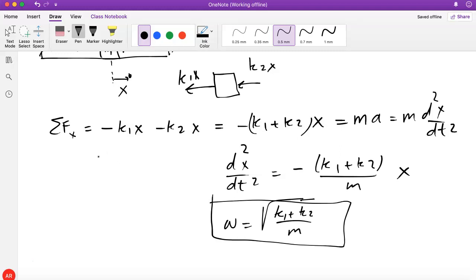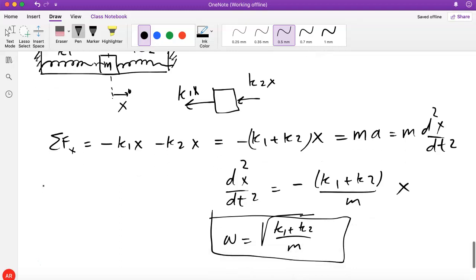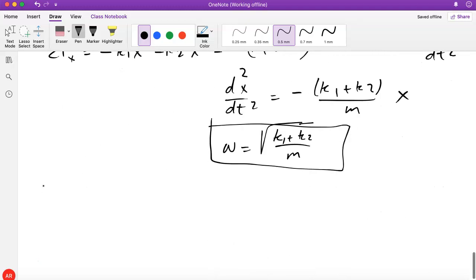We could have also done it through energy considerations. If this is stretched by x, its potential energy is 1/2 k1 x squared. If this is compressed by x, its potential energy is 1/2 k2 x squared. So the total energy becomes 1/2 (k1 plus k2) x squared. So k1 plus k2 really plays the role of the spring constant. Okay, so that was one example.